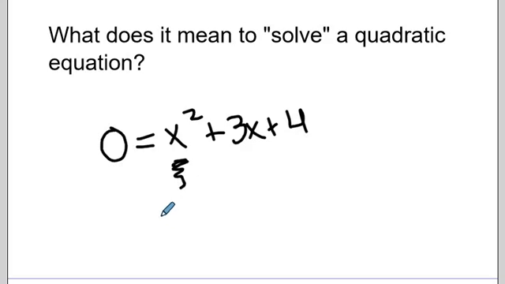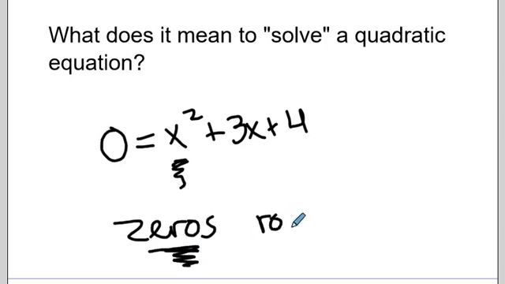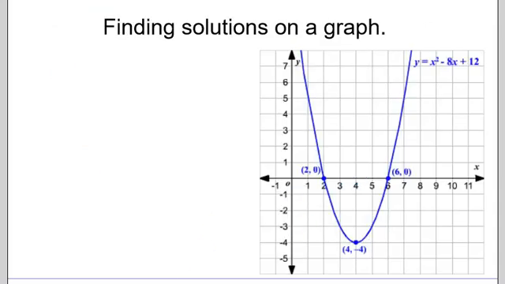So this is why the solutions are often called the zeros, and also the roots. All right. Now there are a few ways to solve quadratic equations. We're going to go over the most basic one first, and that is using the graph.